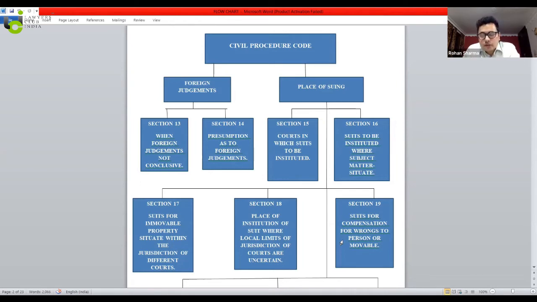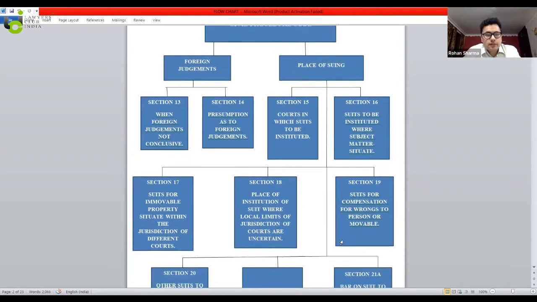So whenever a foreign judgment is taken up or referred to by a party, there is a presumption that this specific judgment was passed by a competent court, a court having competent jurisdiction to pass that specific judgment, unless this presumption is displaced by the opposite party by raising an objection and proving that objection.